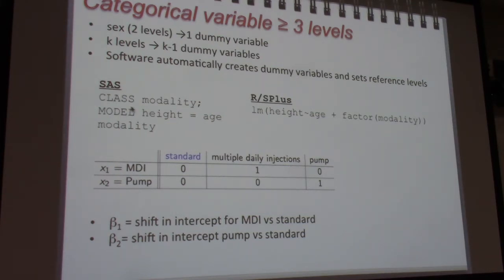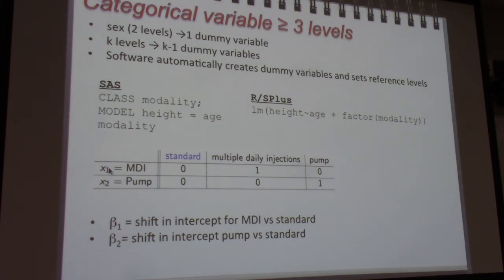So in SAS, you say modality is a class variable. In R, you say it's a factor variable. And it will create, in this case, there are 3 levels to modality, 2 dummy variables, x1 and x2. When they're both equal to 0, that's our reference category, in this case standard therapy. When x1 is equal to 1, that's MDI, and when x2 is equal to 1, that's pump therapy. And if you go through the algebra again, you'll come to the same conclusion.